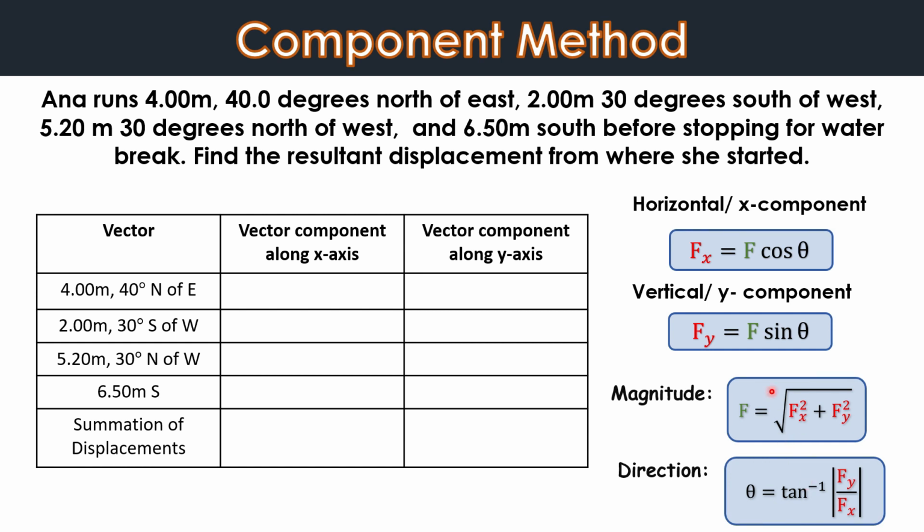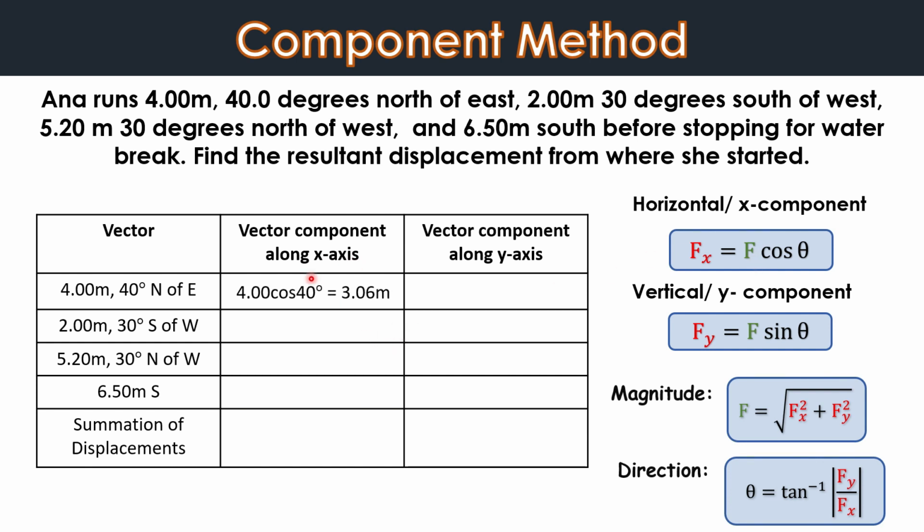Uunahin na natin, 4 meters, 40 degrees north of east. Dahil may angle present, we will use trigonometric concepts, no, to find the x component of this vector and the y component. And again, for the x component, F cosine theta. Okay? Pero since we're dealing with displacement, instead of F, gawin na natin siyang d. Okay, but again, this is just a general formula. Depende yan sa kung ano yung vector. Pero since displacement, edi pwede natin palitan as d. Nonetheless, ganun pa rin ang process.